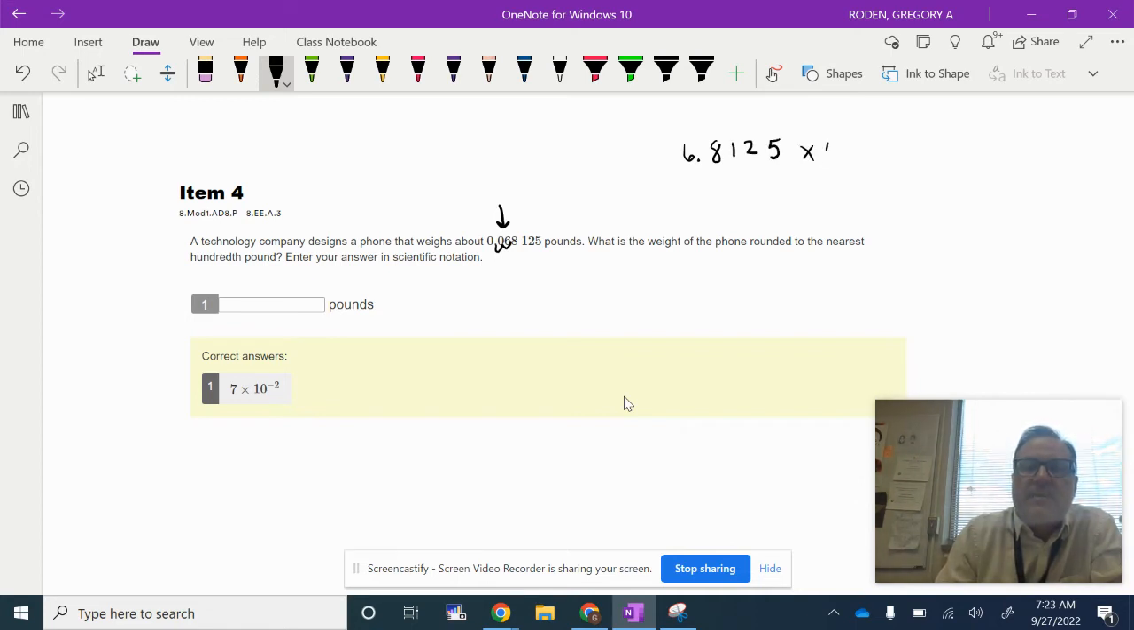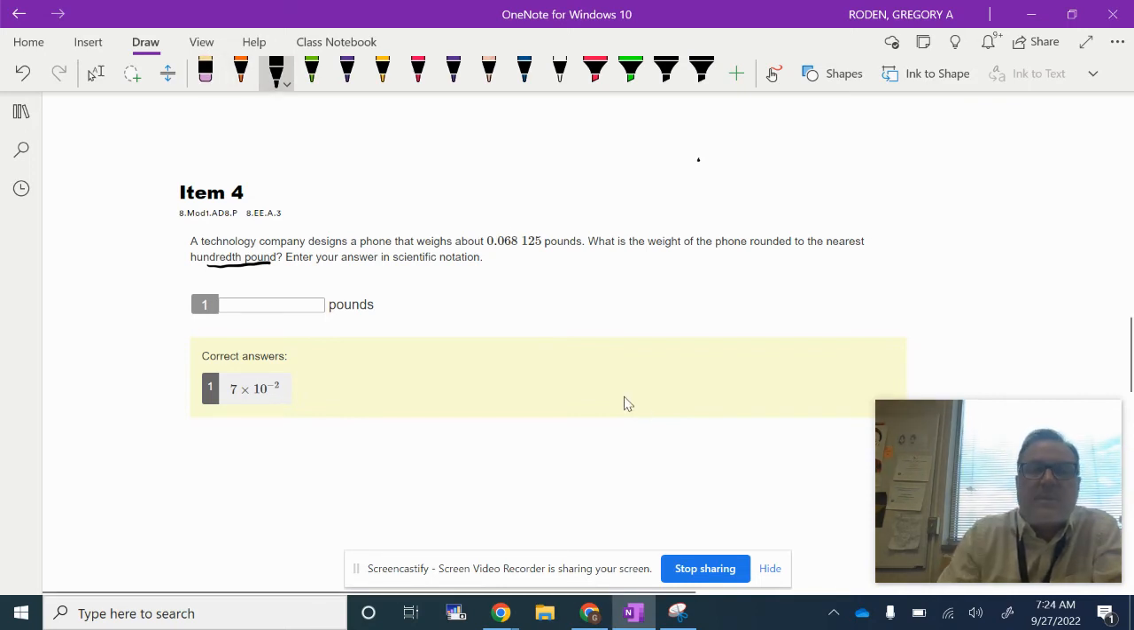So if we just do that, it's going to be 6.8125 times 10 to the -2nd. Now, they want you to round your answer to the hundredth of a pound. So where's the hundredth place? The hundredth place is right here, right? So round your answer. Oh, hold on. My bad, sorry. I got ahead of the game. Sorry, guys. So we're going to round before we put it in scientific notation. That's the key.